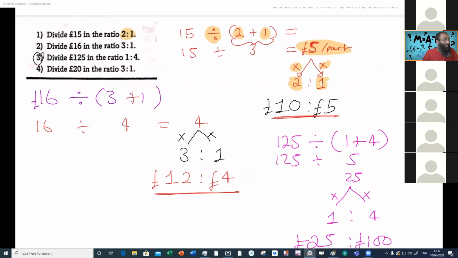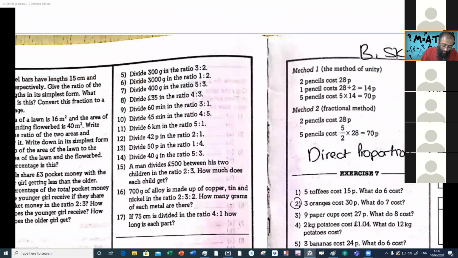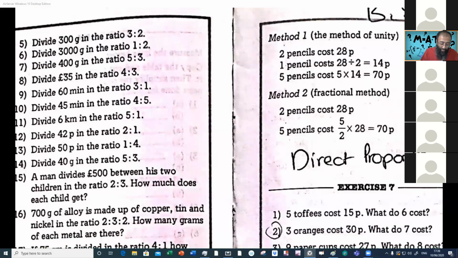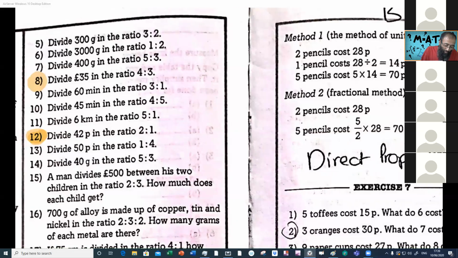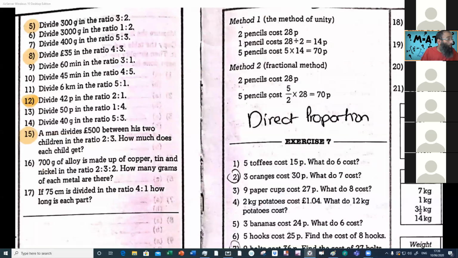Fantastic. Okay, right. Let's give you a couple of questions to do, and then we will go for a break. Let's give you some nice questions. And then I'm going to create some space on the side. Question number 8. Question number 12. Question number 5. And question number 15. So those are the questions which I would like you to do. I'm going to freeze the screen and you have a go at the questions on the side. Everybody have a go at those questions.